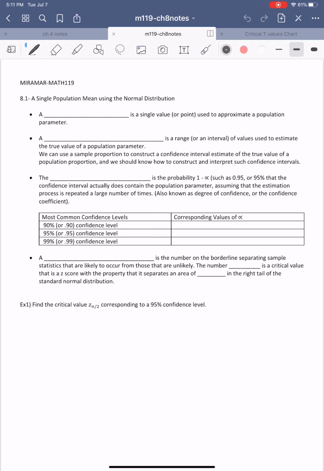So for example, one can gather the data of 1,000 samples to see the average weight of US adults. And with that data, we are going to estimate the entire population average weight of US adults with some error bound. Okay, so let's begin with terms and definitions, and then we'll look at some of the example problems. First one, a blank is a single value or point used to approximate a population parameter. We call it a point estimate.